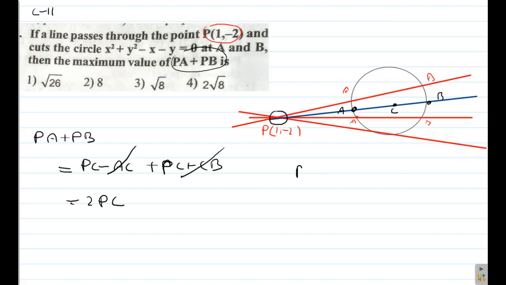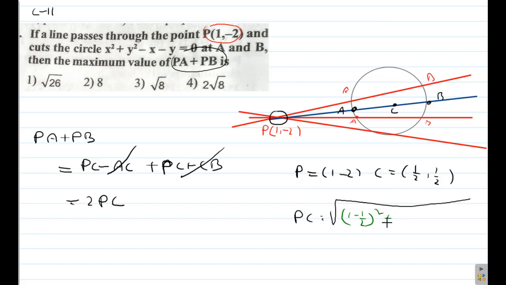So what is P here? P is equal to (1, -2). What is C here? Center of the circle. Observe here: (1/2, 1/2). Now you want to find the PC distance. So PC is root over (1 minus half) whole square plus (minus 2 minus half) whole square. So this is the same as 1 by 4 plus 25 by 4.